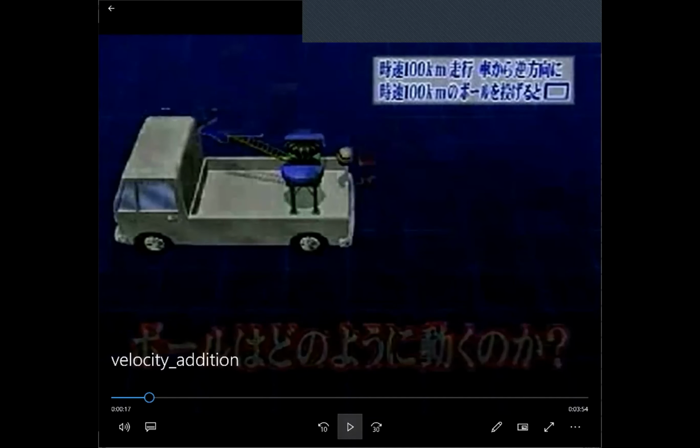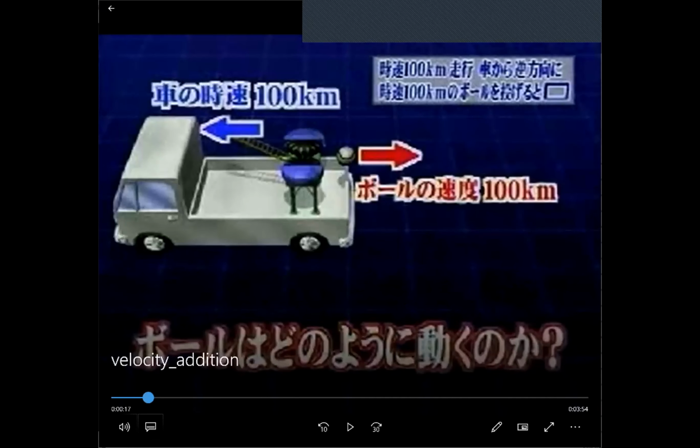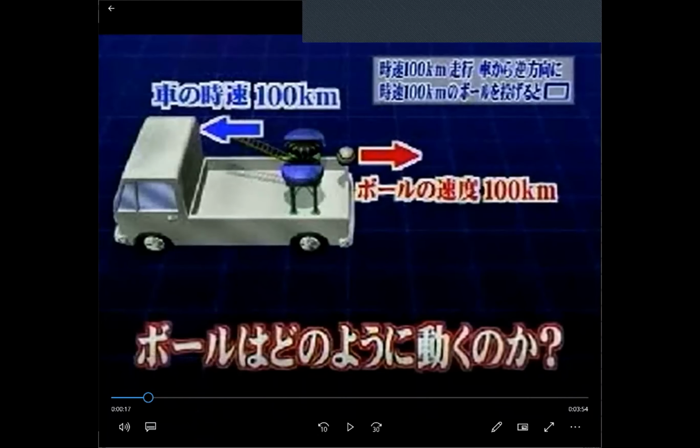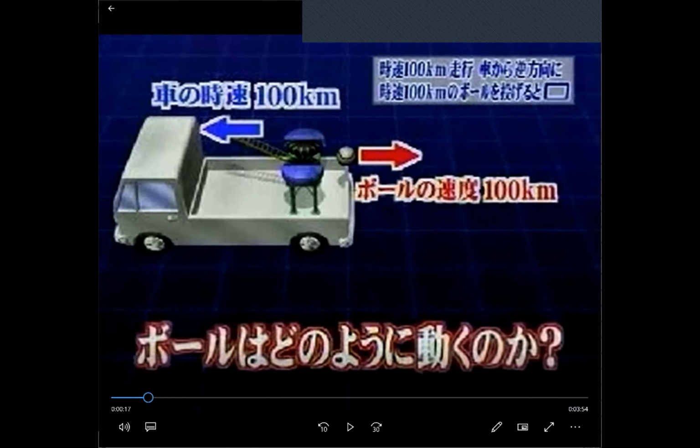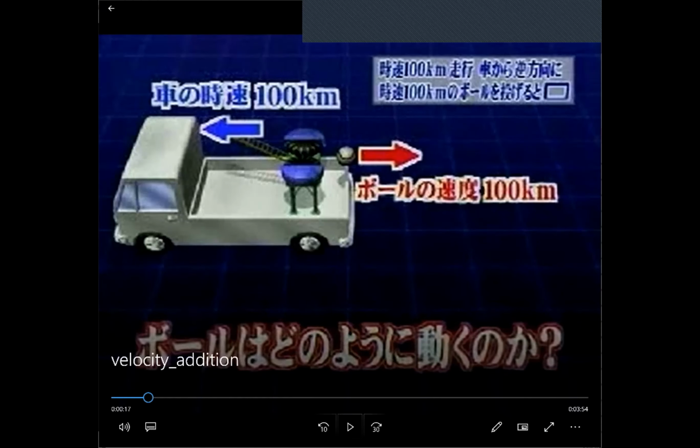Okay, is it all clear now? You got it? We've got a little truck with a pitching machine mounted in the back of it. Pitching machine is going to be well calibrated to launch the ball at 100 km per hour. And the truck is going to be driving 100 kilometers per hour. And we'll see what happens to that ball. Okay. This is kind of like a Japanese Mythbusters, I guess.